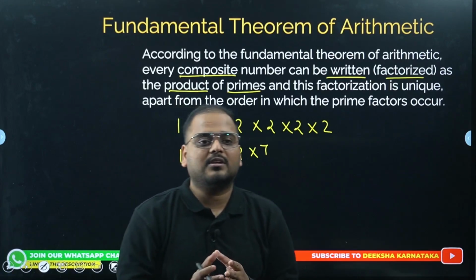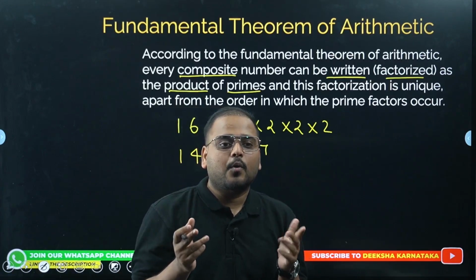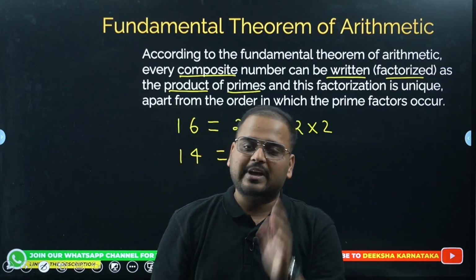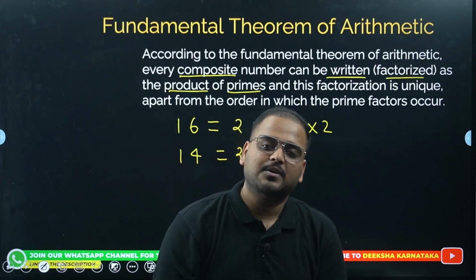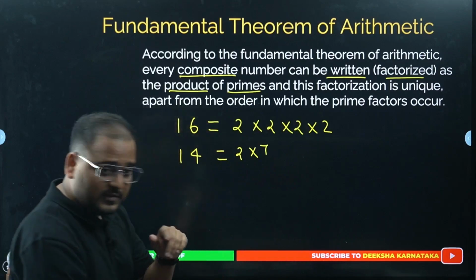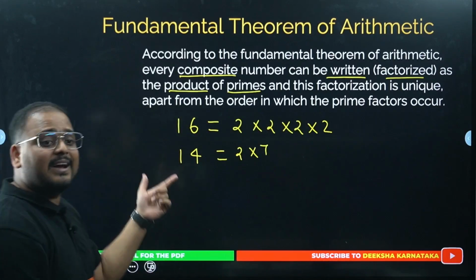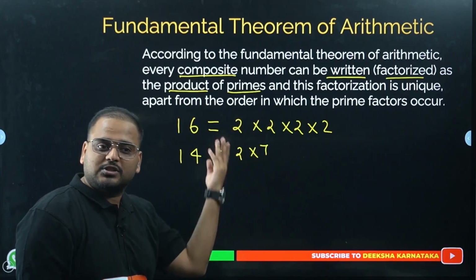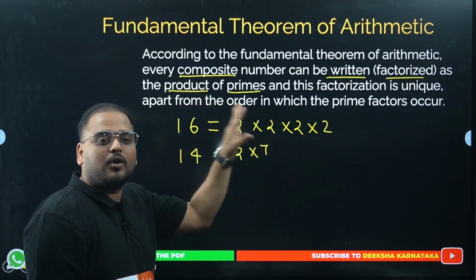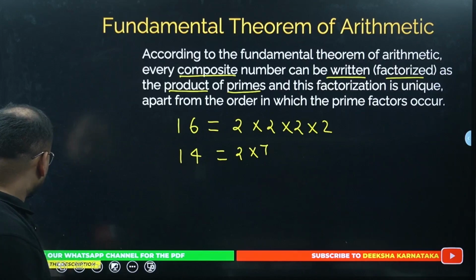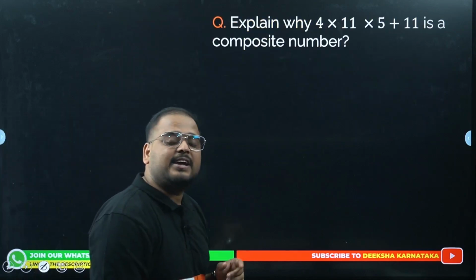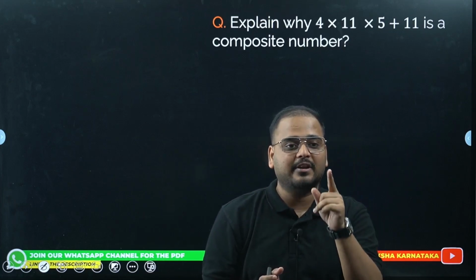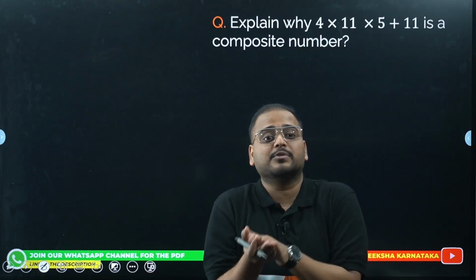Great. So I hope you are clear with the arithmetic theorem. What it states, every composite number is expressed as or can be expressed as product of its prime numbers. Excellent. Let's move on to the next slide. The next slide contains a question which is exactly based upon this definition. So I hope you understood this concept. We'll solve the question on this definition. What does the question states? It states that a number is given to us, 4 times 11 times 5 plus 11. We have to prove that it is a composite number.